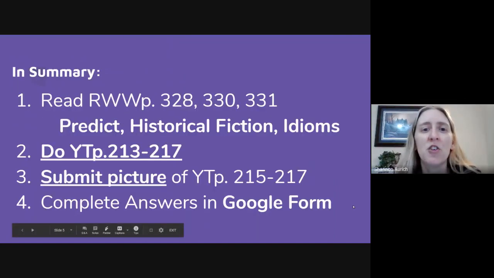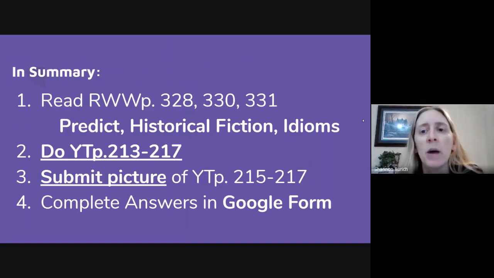So your homework is to read these 3 pages, either follow along in ConnectEd or read them on your own in your book. You're going to learn about predicting, historical fiction, and idioms. Then you do have a workbook page, your Turn practice workbook pages 213 to 217, just like we normally do. You're going to complete all of those in complete sentences where necessary, and then submit a picture of just the 3 pages that have your writing on. I don't need a picture of the 2 story pages. If you don't write your answer on it, I don't need a picture of it, but please send me 3 separate pictures of 215, 216, and 217.